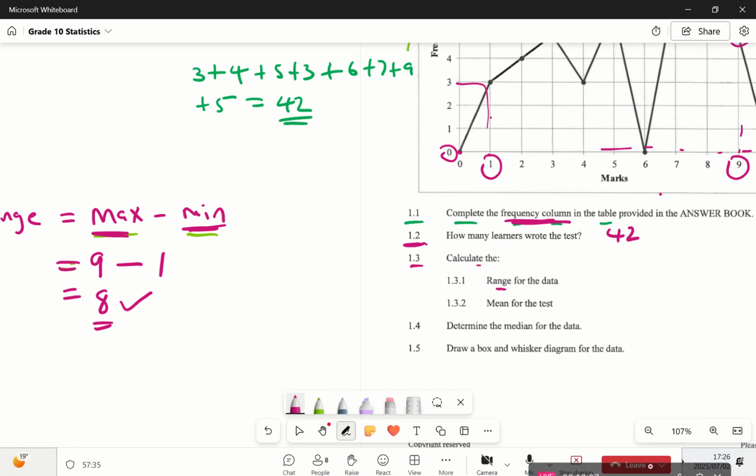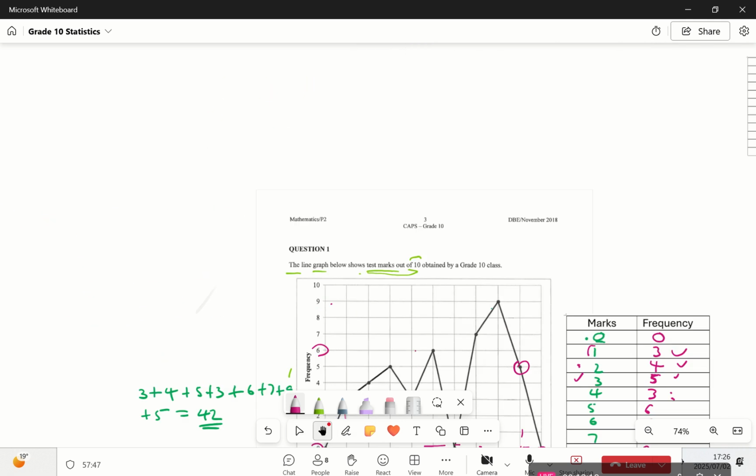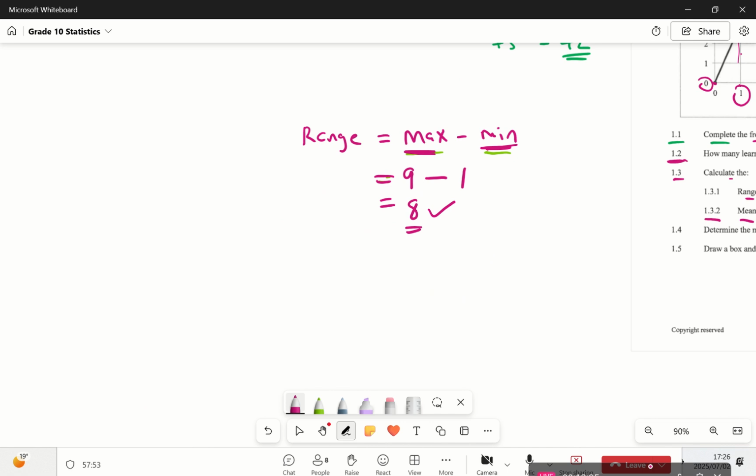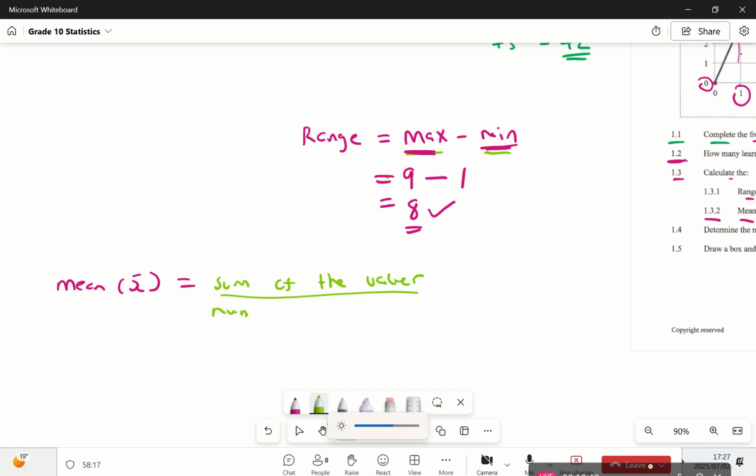The next question says 1.3.2, calculate the mean for the test, the mean mark. You guys remember what mean is? It's just the average mark, the X bar. As I've shown you in the introduction, the mean of any data set, also known as X bar or average, is given by this formula: the sum of the values. Remember, sum means when you plus numbers. Difference is when you minus numbers. Product is when you times numbers. Quotient is when you divide numbers. The sum of the values over the number of values.